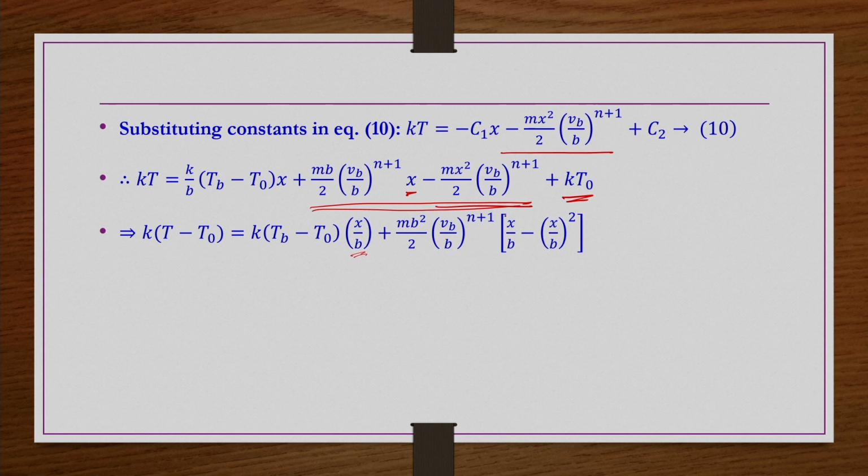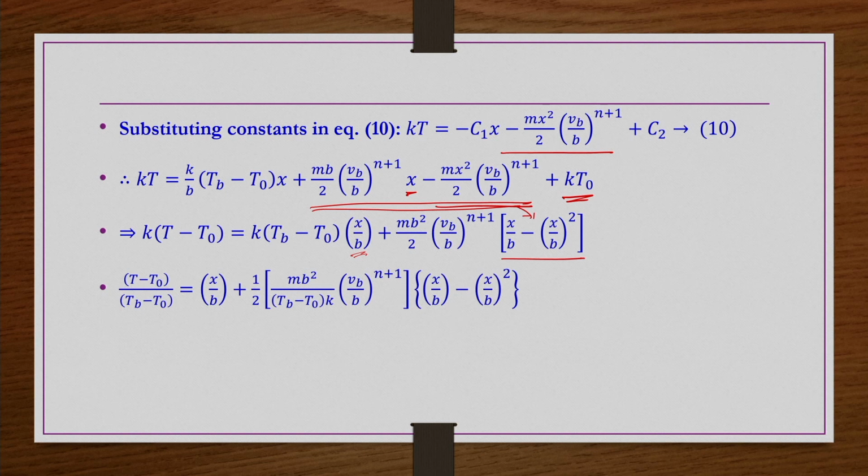So that the first term will be having x by b, and then from the second term we will be having minus x square by b square. So this is what we are having. So in the next step what we do? We divide by T b minus T naught and k both sides.